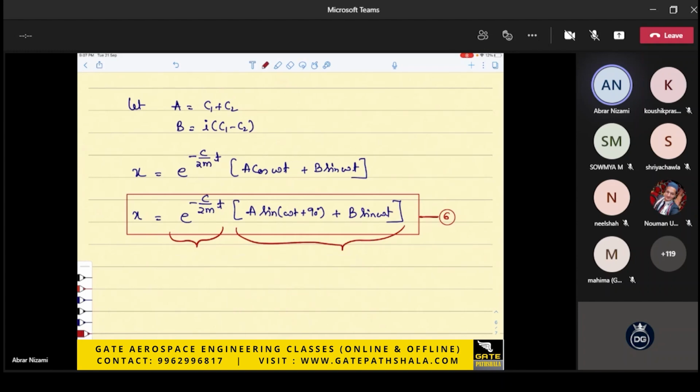Okay. So here I have two functions. Both are different in nature. The first function, e power minus c by 2m into t, we know is an exponentially decaying function.